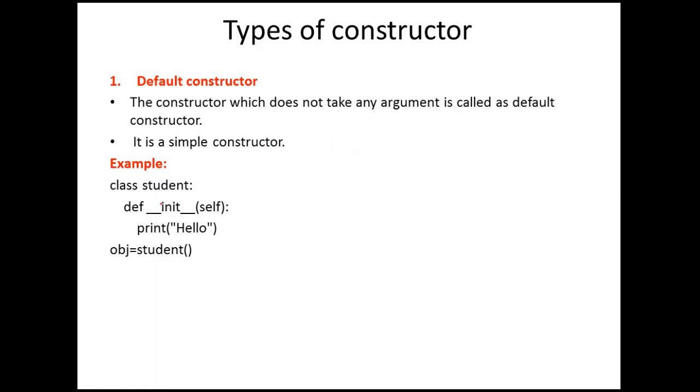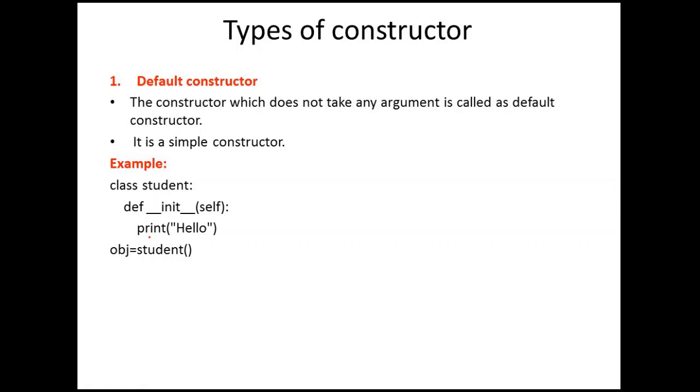Here you can see the example: class Student. We know the method definition, def __init__, and here we have self. Apart from this self, I didn't give any parameter, so the programmer is not giving any parameter here. Hence, this type of constructor is called a default constructor. It does not have any argument here; we are not considering self as an actual argument.